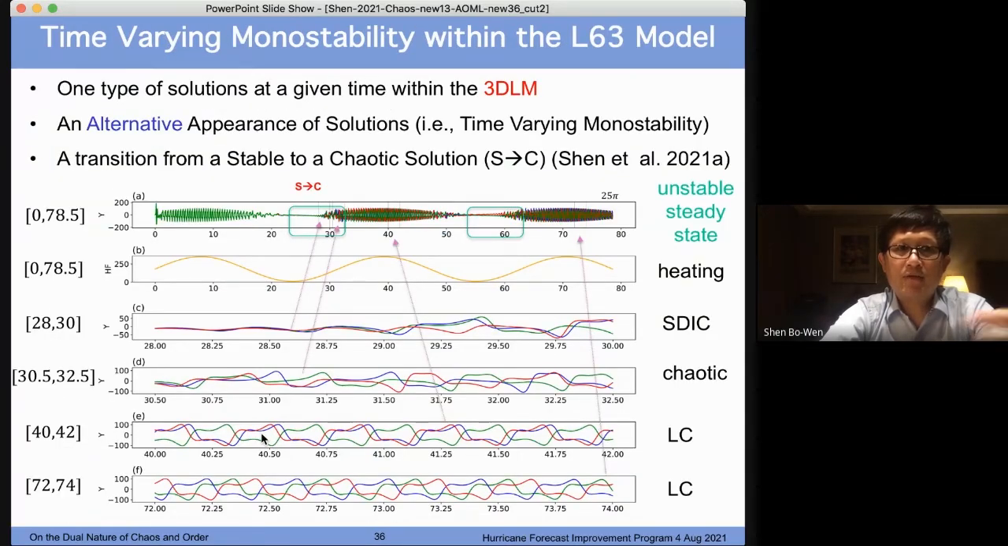More detail can be found in these figures that have been published by Shen. To simplify the discussion, I'm going to skip the detail. Instead, here I want to emphasize that although at an earlier time the solution may appear chaotic, once the heating gets stronger and stronger, these solutions may still become nonlinear oscillatory, which are regular solutions.